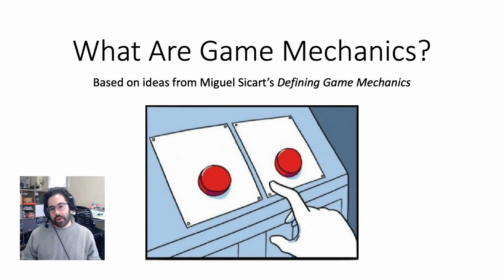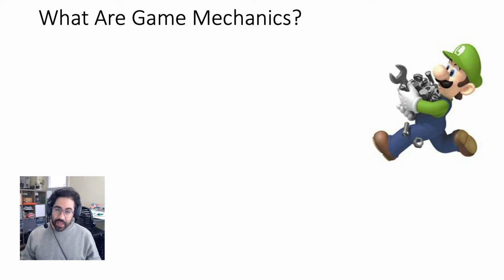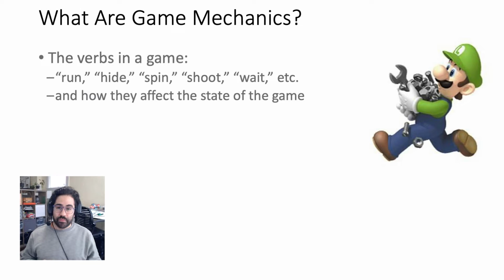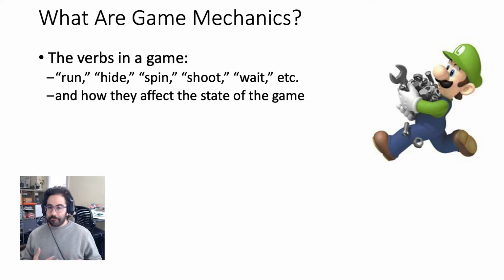In this video, we'll talk about game mechanics. A lot of these ideas are based on Miguel Sicart's article, Defining Game Mechanics. There's a lot of different ways to think and talk about game mechanics, but here are a couple simple definitions. We can think of game mechanics as the verbs in a game. Some games allow you to run or hide or shoot or spin or wait, among many other options. So it's these actions and how they affect the state of the game that are the mechanics.